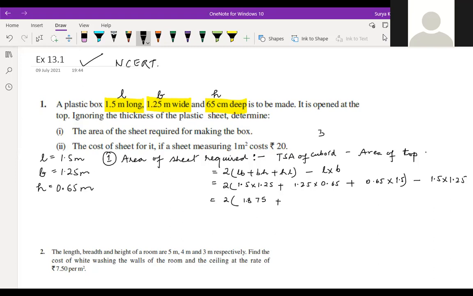Plus 1.25 into 0.65. How to do this one, children? 125 into 65. 5 5s are 25. 12 5s is 60, 625. And 6 1s, 6, 1 250, 750 will come here. 6 5s are 30, 3.